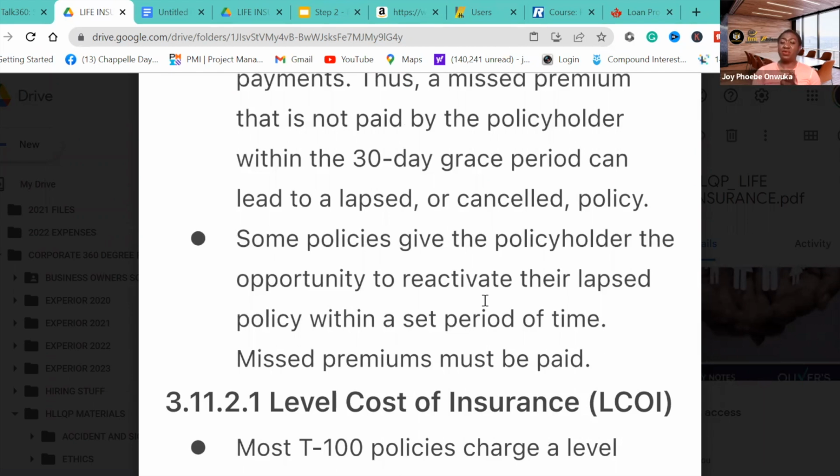Some policies give the policyholder the opportunity to reactivate their lapsed policies within a set period of time, and the missed premium must be paid. Okay. Now, with the 10 to 100, because it doesn't build in cash surrender value, if you miss your premium, you have 30 days grace to pay, otherwise the policy will lapse. And some insurance companies will allow you to reactivate the policy within a certain window, maybe within 3 months or whatever. But when they do reactivate the policy, you are expected to pay all the missed premiums.